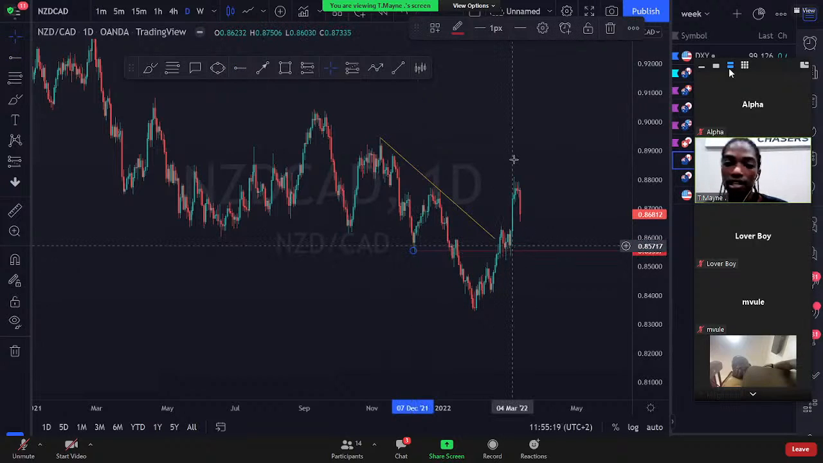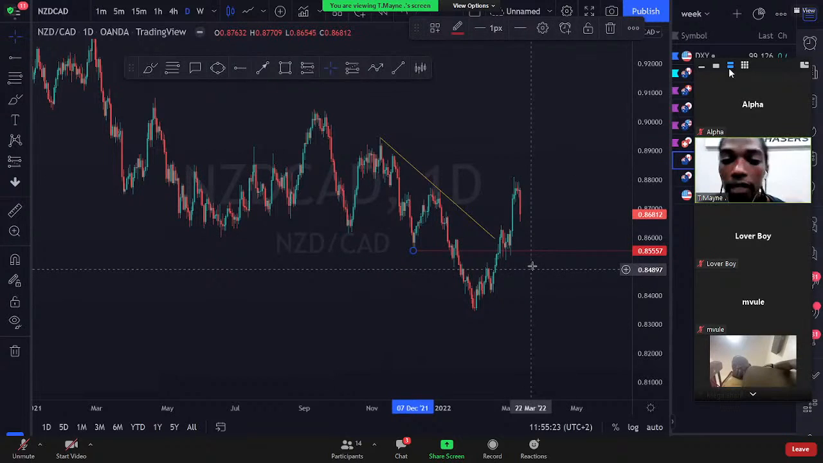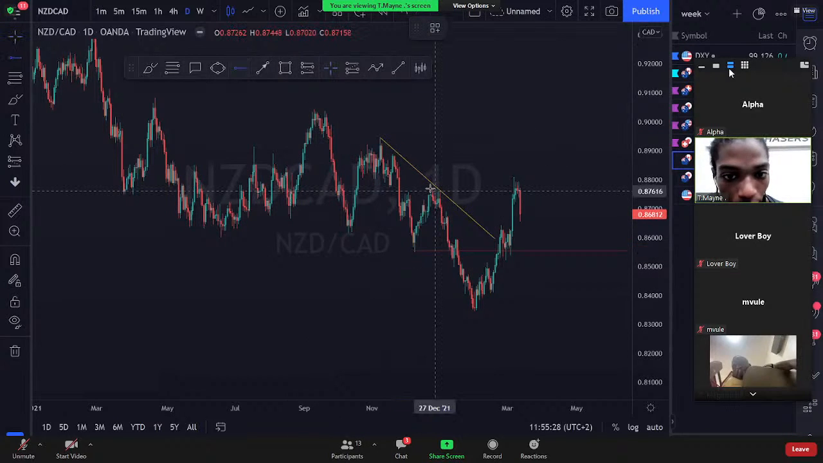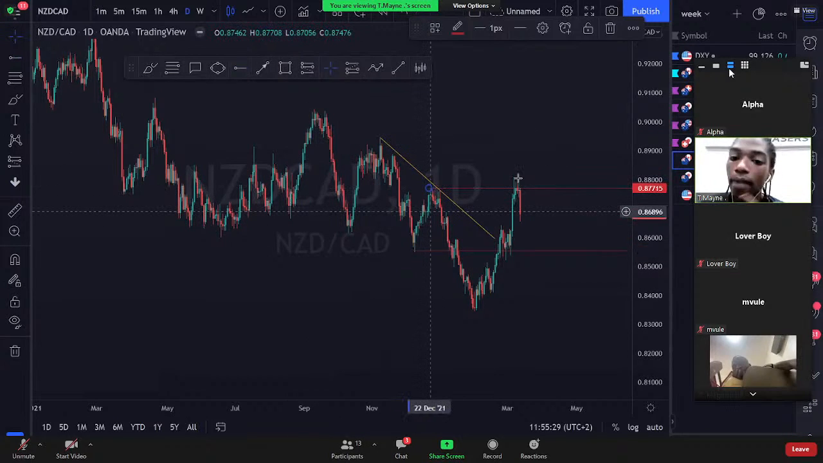We came back, retested it, and gave some nice momentum to the upside. So we're seeing this momentum. And from a daily perspective, I can also agree that price has given us a higher high. We've got this previous high there that we did break above.